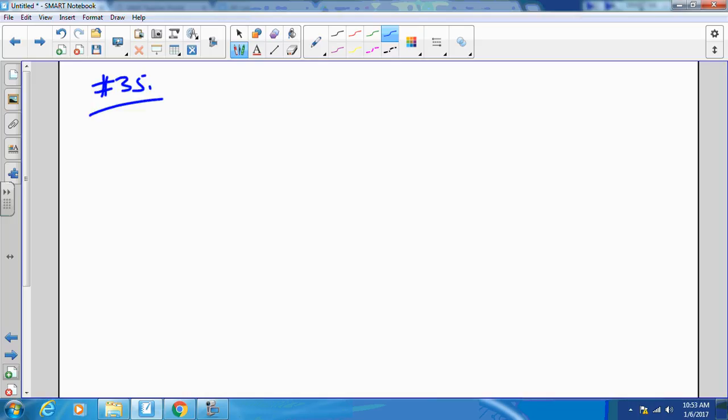What'd you do with number 35? Pictures of your states. States, that's right, initial and final states. What does your initial state look like?